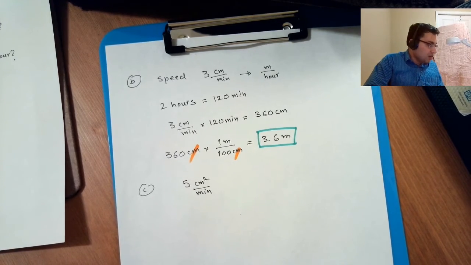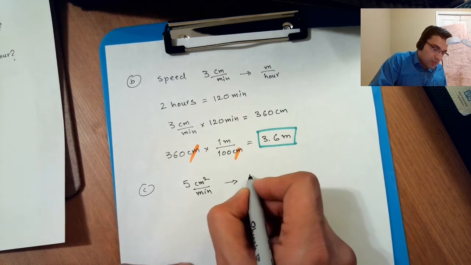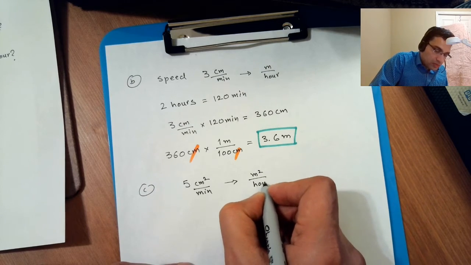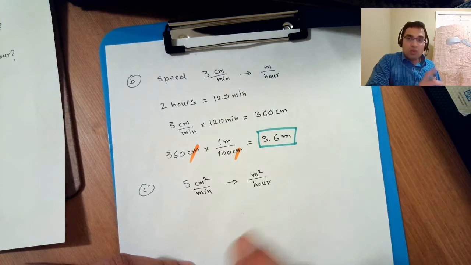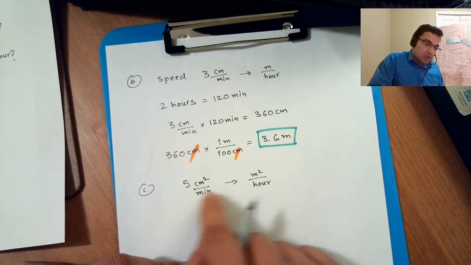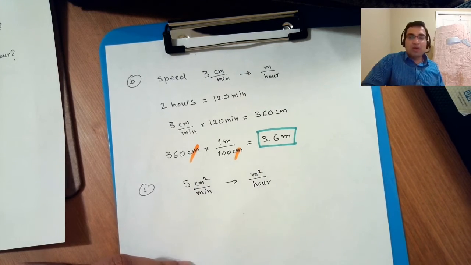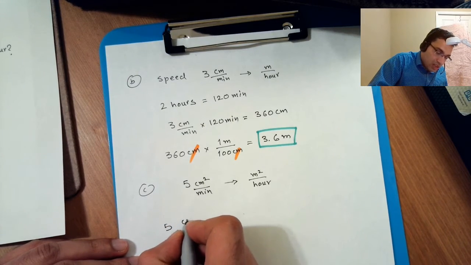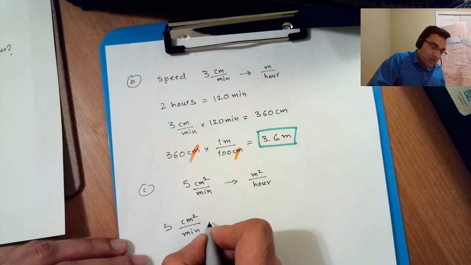I want to convert it to meter square per hour, because that's what I'm asking, right? How much meter square web does it weave in 1 hour? So to convert this, I need to convert centimeter to meter and minute to hours. Okay, so how will I do that? 5 centimeters square per minute. What are the conversion factors that I need?